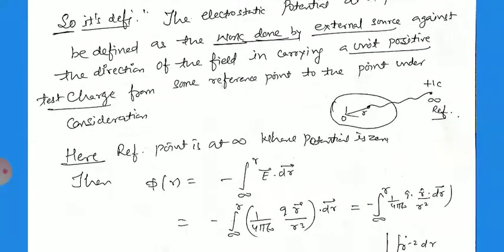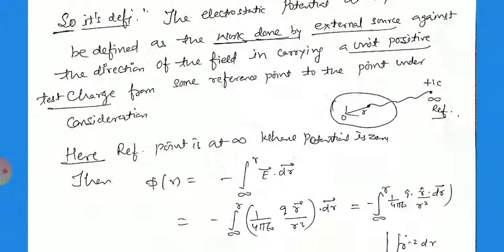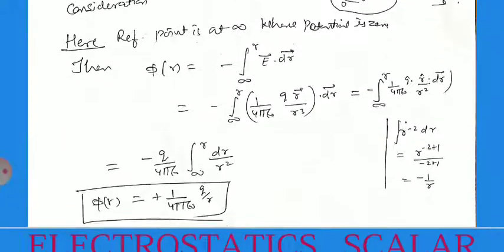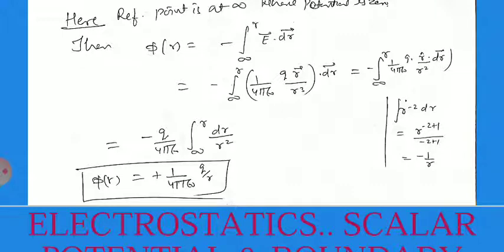So the reference point is considered at infinity, where the potential is 0, so we can write phi(r) equal to minus the integral from infinity to r of E dot dr. In place of E we can write 1 by 4 pi epsilon naught q r vector by r cube, and we can write it like this, and this is again the same condition, phi(r) equal to 1 by 4 pi epsilon naught q by r.